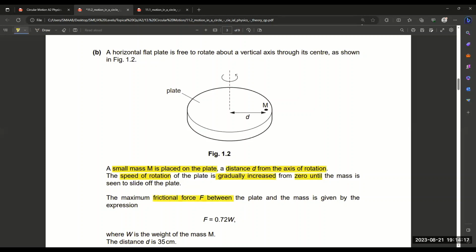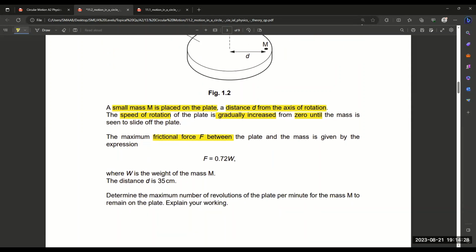Now you can see this concept is from AS, right? There is no chapter related to frictional force in A2. So some topics are included from AS, but they give you some reference. They give you the value that F is equal to 0.72 W, where W is the weight of the mass placed on the disk. So basically friction is 0.72 times the weight of the body, and the distance d is 35 centimeters. Now what they are asking: determine the maximum number of revolutions of the plate per minute for the mass to remain on the plate. Explain your working.